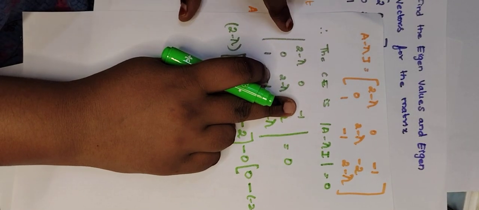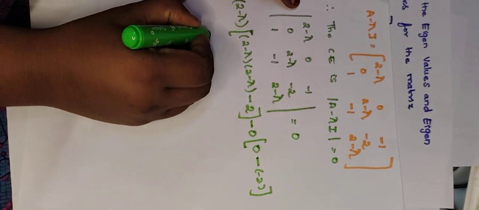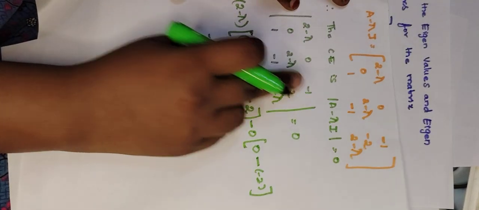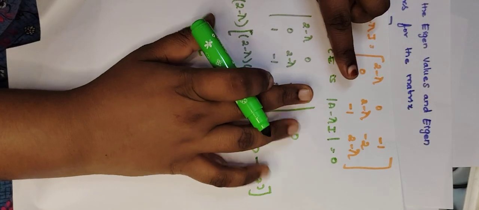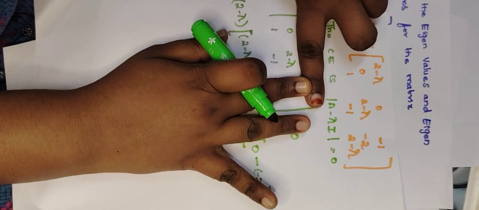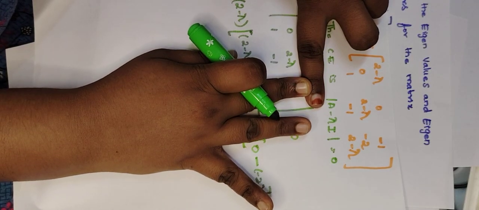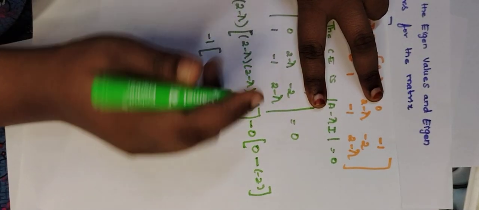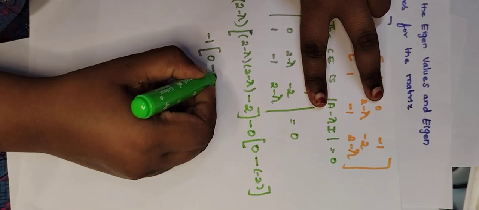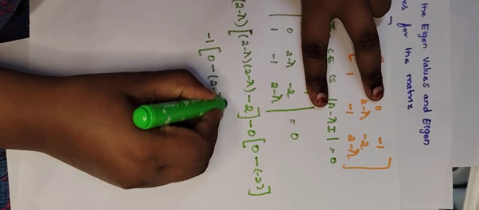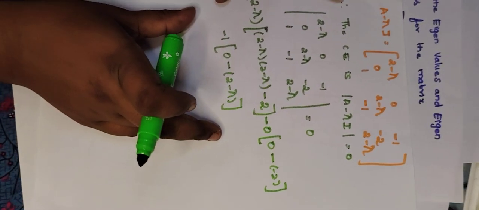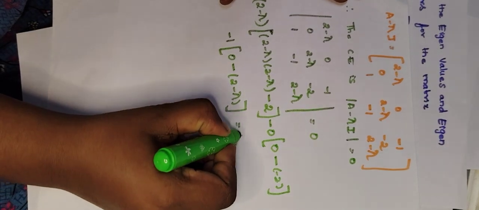The third element is given as minus 1. So I'll write minus 1. Whatever is given, I'll write here. If it is plus, I'll write plus. If it is minus, I'll write minus. So minus 1. I'll cancel the first row and the third column. I need to find the determinant of the remaining matrix: 0, 2 minus lambda, 1, minus 1. So 0 into minus 1 is 0. Minus 1 into 2 minus lambda, 2 minus lambda. As you can see, the determinant value is equal to 0. I have found the determinant now. So this determinant will be equal to 0.